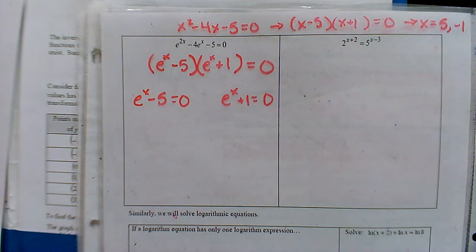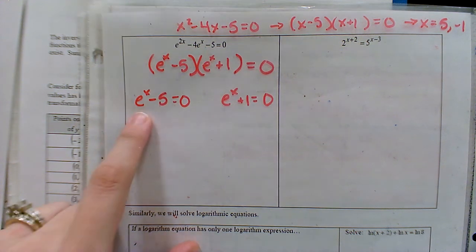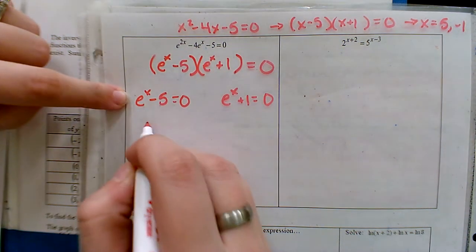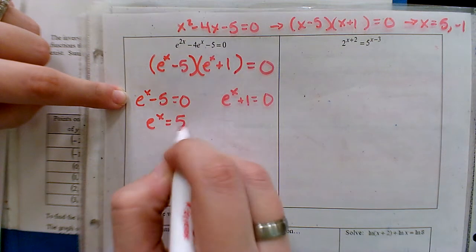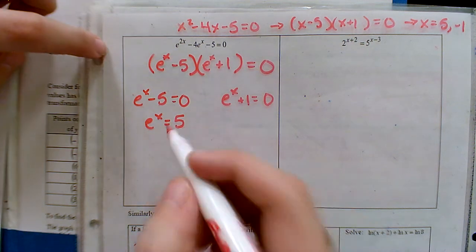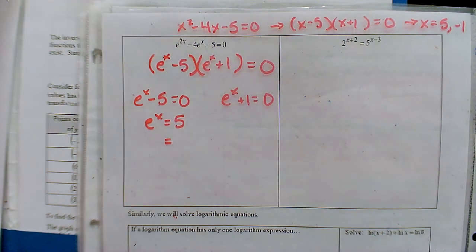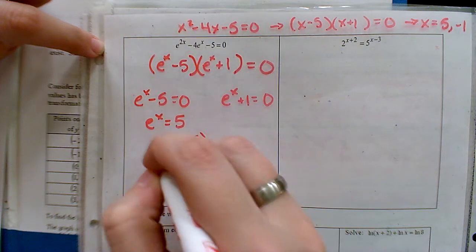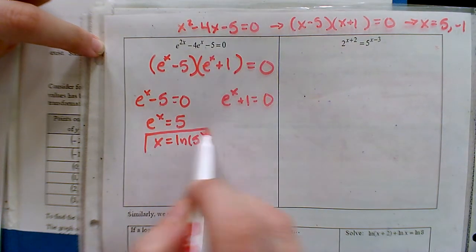Now we have two simpler equations to help us solve. Notice how we have one exponential piece in each of them. So in this first one, if we move the 5 over, we'll get the exponential part all by itself. And then if we want to move the e over, what's going to happen with that? Natural log of 5. Good. So there's one x solution.